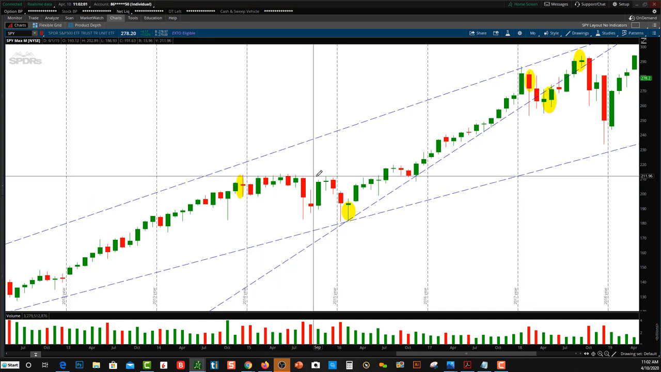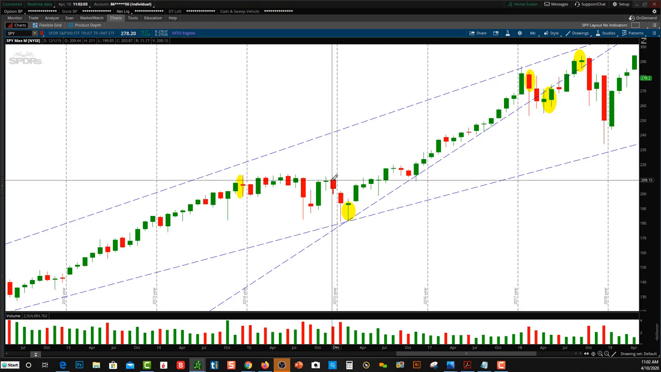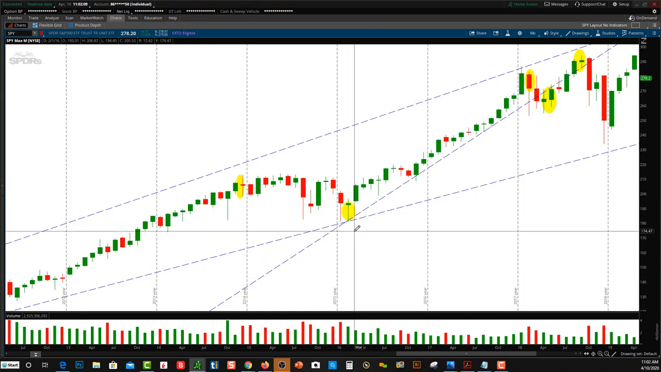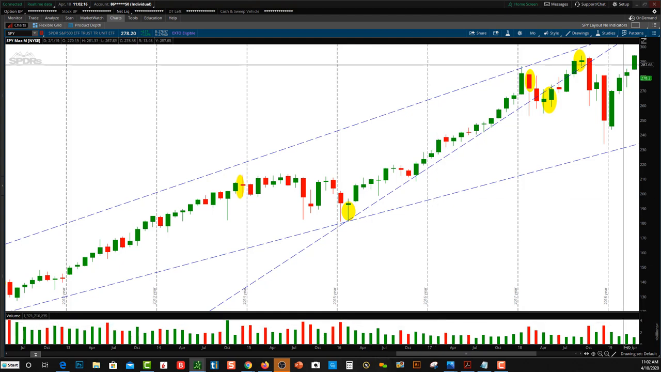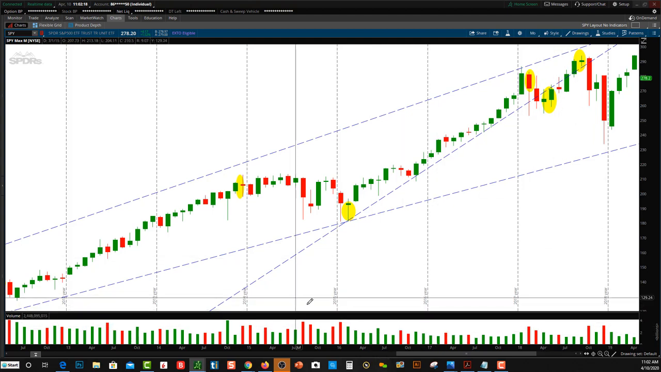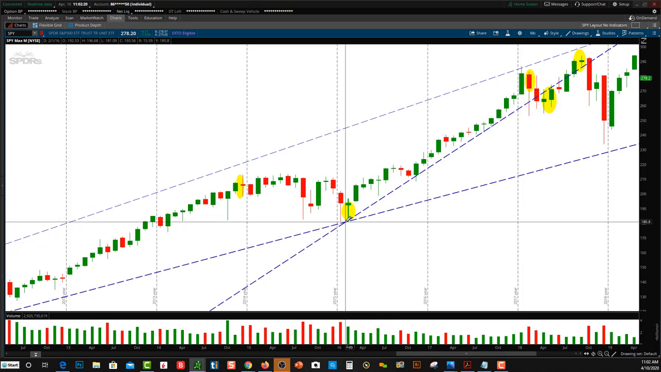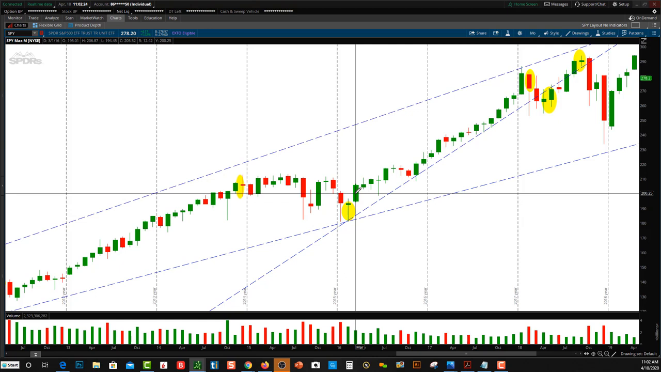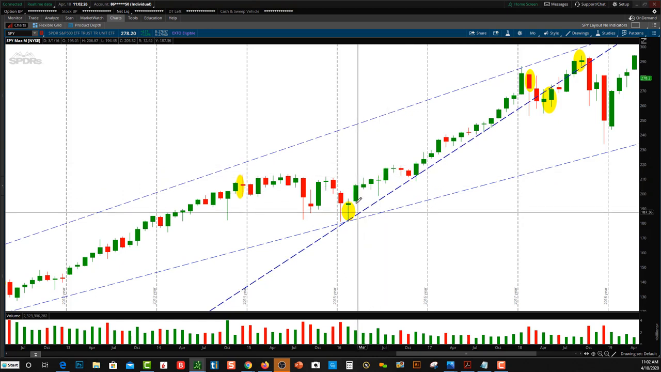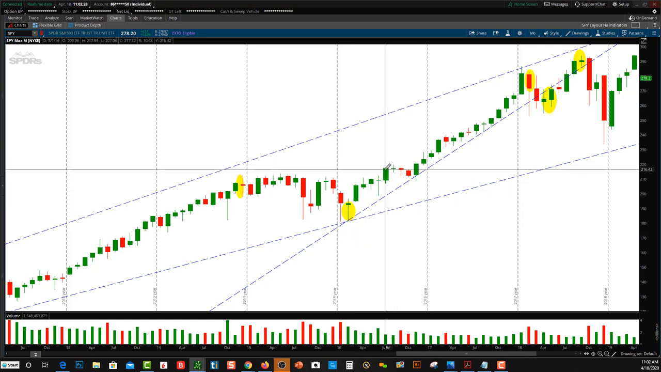And then what did it do? It reversed and went down. And what did it do? It hit the lower trend line. The buyers came back in. Again, volume, very, very key. Volume is very key in confirming things. Pay attention to these volume bars. The buyers came in at support, held support, goes up a little bit. Traders take profits, remember.